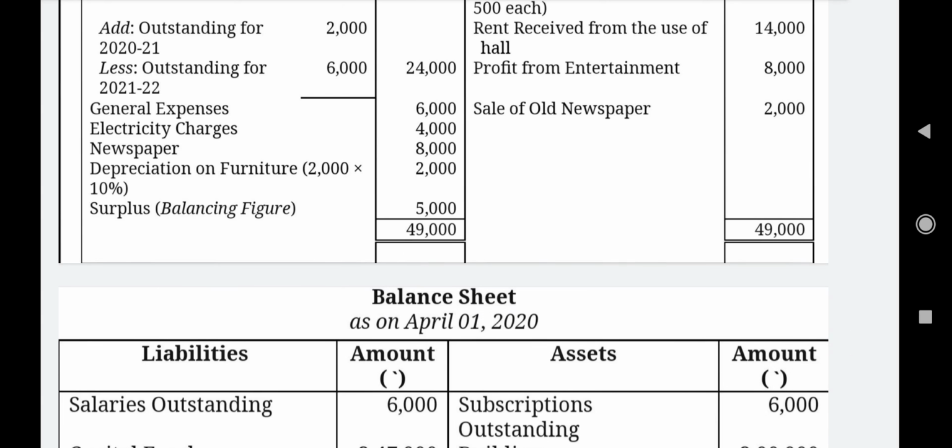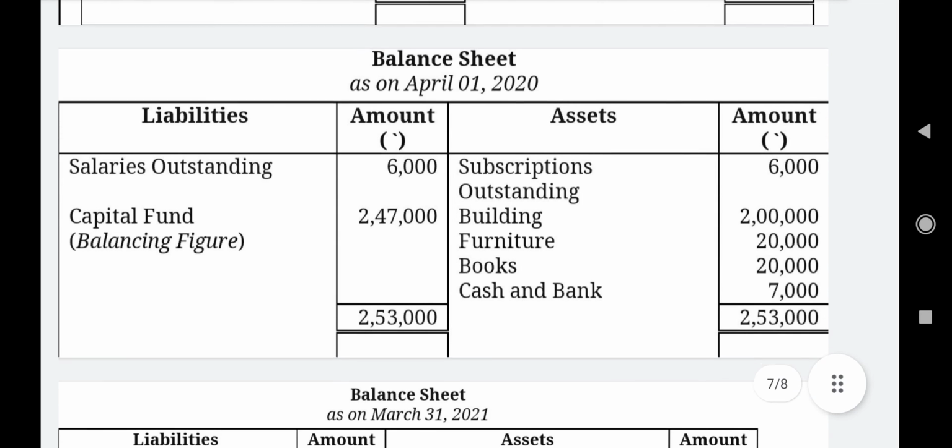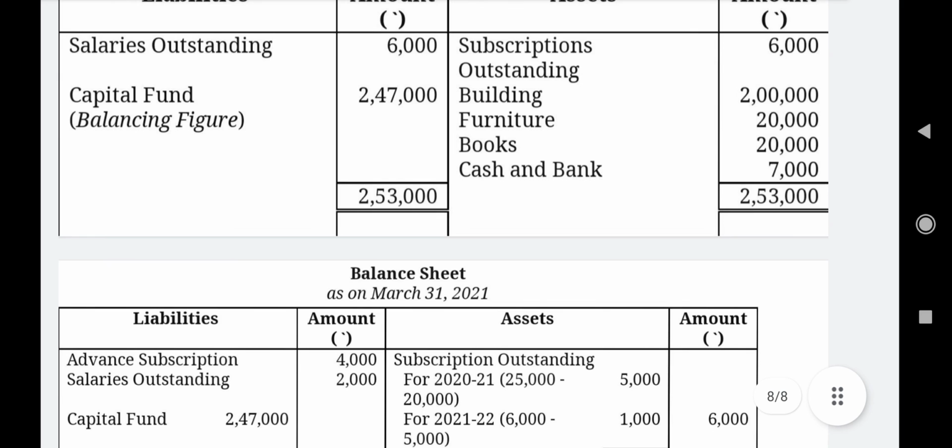Now the opening balance sheet you will create as on 1st April 2020. Under it you will write outstanding subscription, building, furniture, books, and opening cash and bank. Then salaries outstanding is on the liability side. Then your total of the assets should be deducted from the liabilities. Then you have the capital fund, that is a balancing figure, 2,47,000.